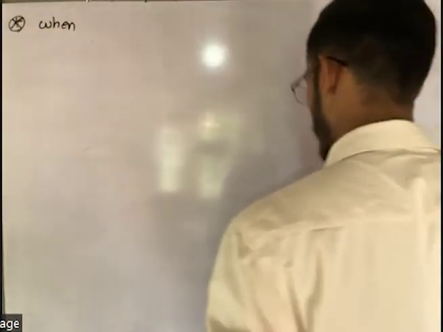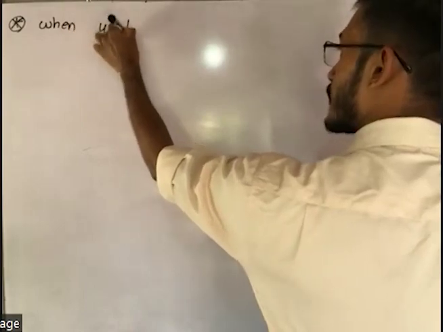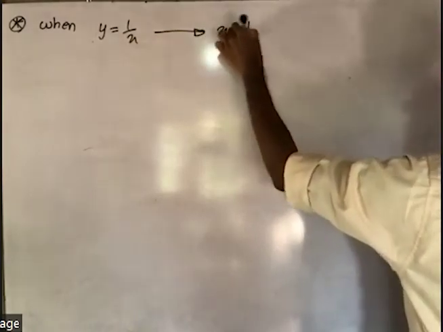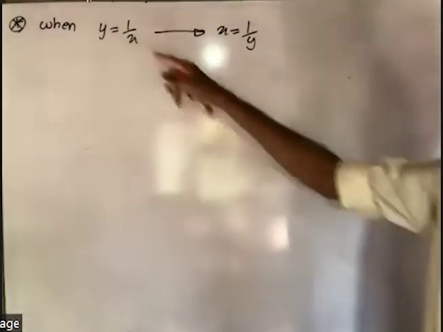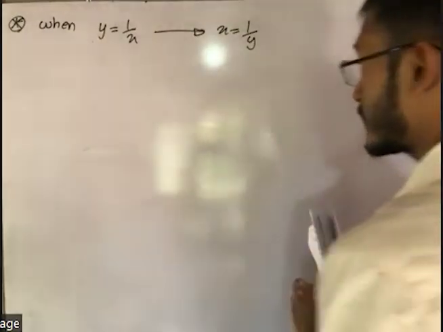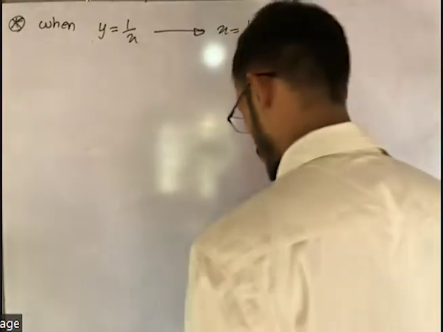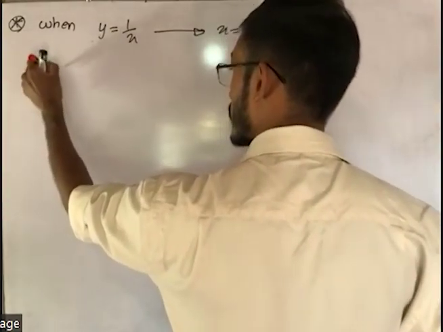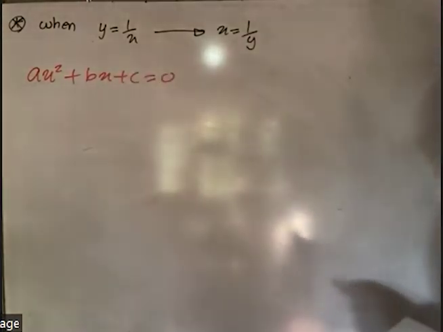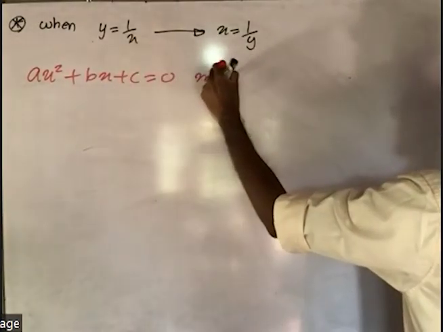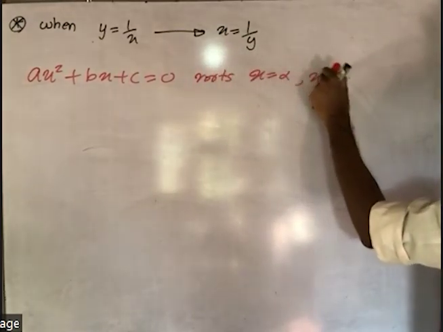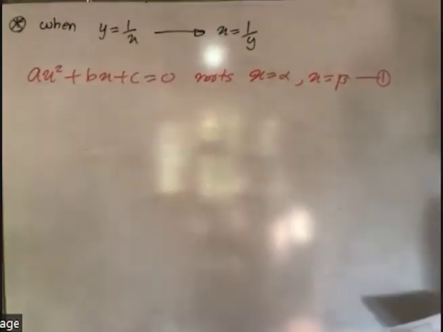When y equals 1 over x, then x equals 1 over y. If you cross multiply, y equals 1 over x, and x equals 1 over y. Now we know that they have given this equation: ax square plus bx plus c equals 0. This is the equation they have given. The roots are x equals alpha, comma, x equals beta. This is the first equation.